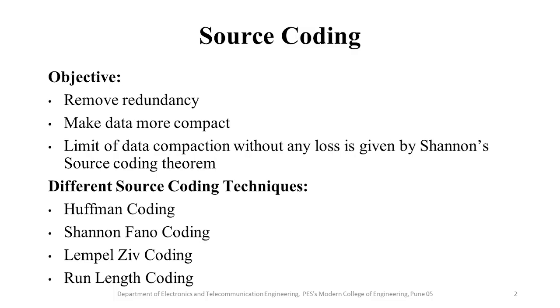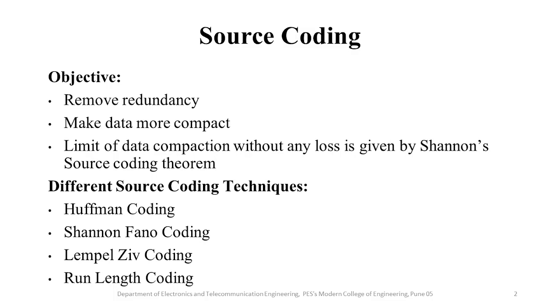The output of any physical source in its original form contains a lot of redundant bits, and transmission of such data results in wastage of time, bandwidth and power. Hence source coding is done. The main objective of source coding is to remove redundancy and to make data more compact.